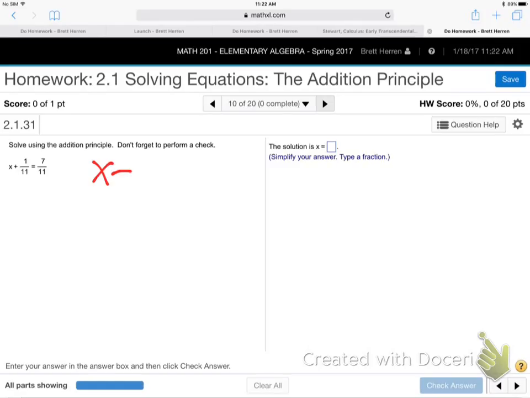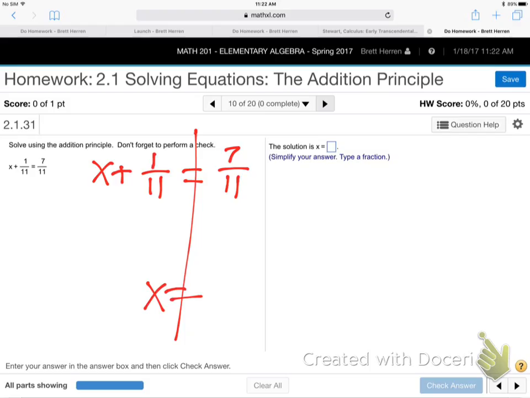So x plus 1/11 equals 7/11. Fractions, but same deal. X is saying I want to be alone. Get rid of whatever's with me. See how you can do on that one. We always do the opposite of whatever's next to x. What's next to x is a plus 1/11, so we're going to minus 1/11.